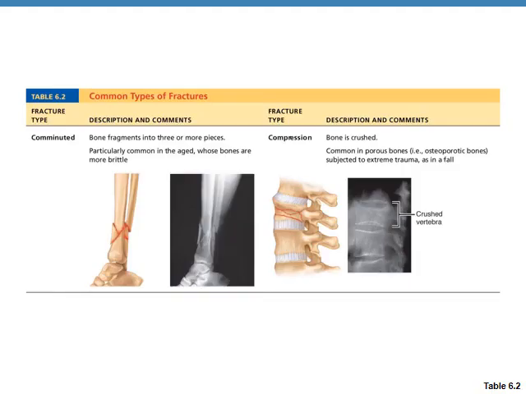When you look in your textbook in chapter 6, you can see these different tables that talk about common fracture types. You can see comminuted, where the bone has been fragmented. You can see compression, where some sort of force has crushed the bone.